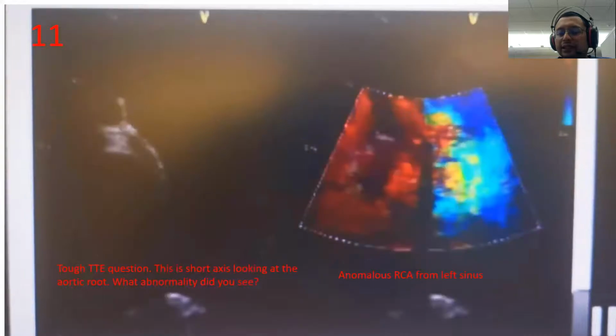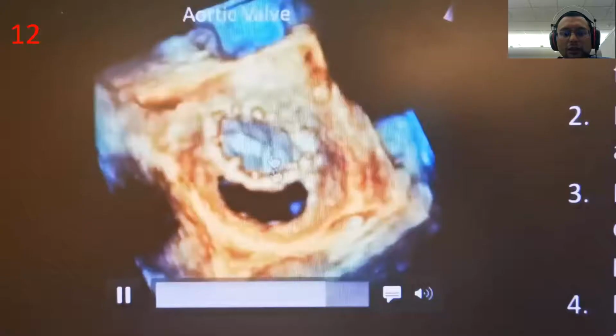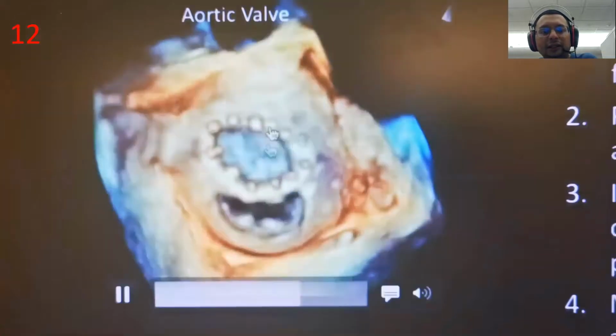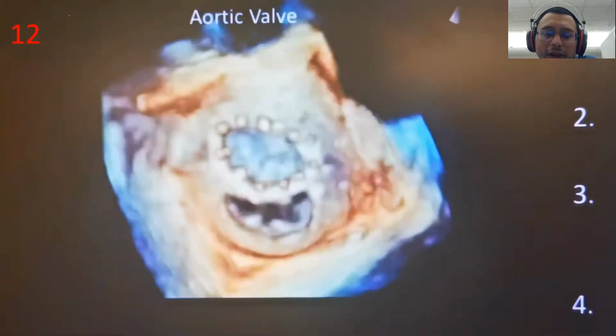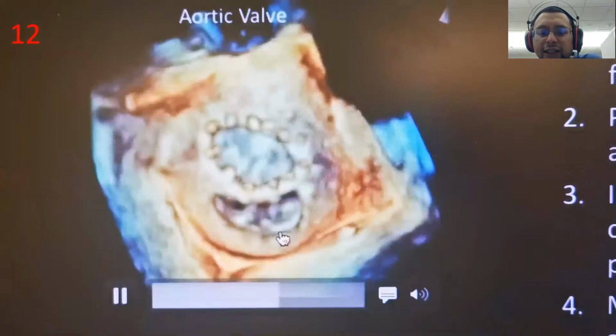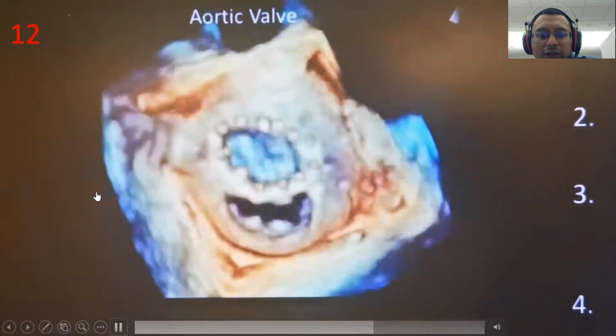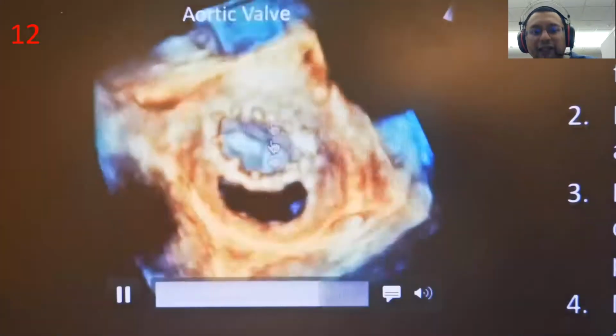So this is anomalous RCA from the left sinus. Okay, what do you think about this? What structure do you see here, Siling? This is 3D TEE. You want to try or you want Sarah to try? You wrote that it is the aortic valve. Okay, the aortic valve is at the front.